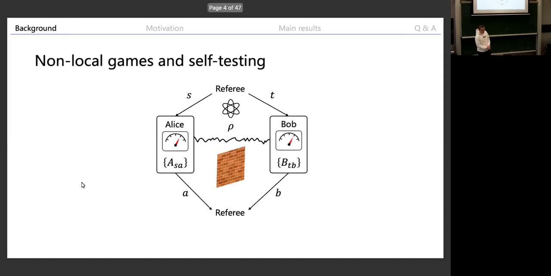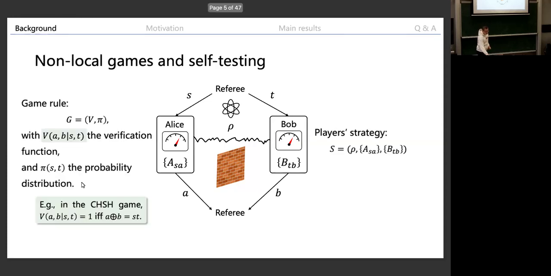In this very typical bipartite non-local game setting, sometimes referred to as Bell scenarios, we have two players, Alice and Bob, who interact with the referee with classical inputs and classical outputs. A game consists of two parts. The game rule is the verification function V, which determines whether the players win or lose the game. They always cooperate, so it's not like a zero-sum game. If they win, they both win.